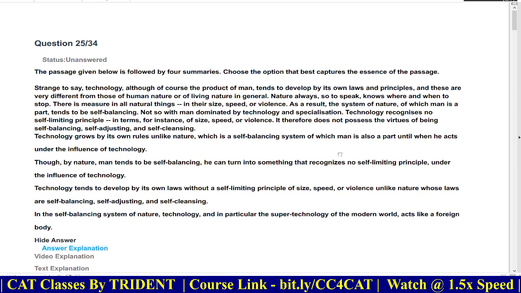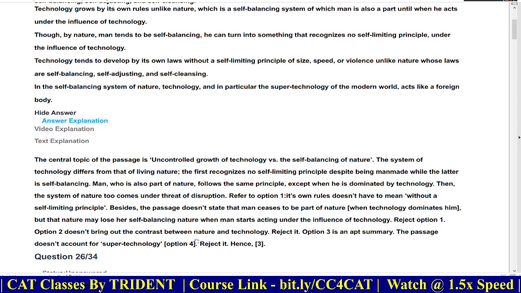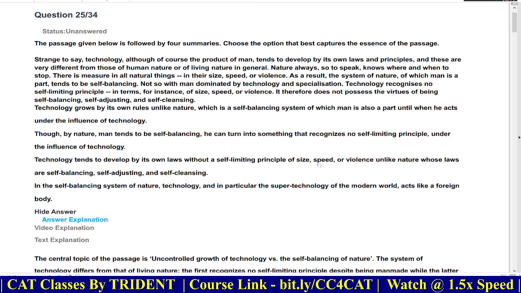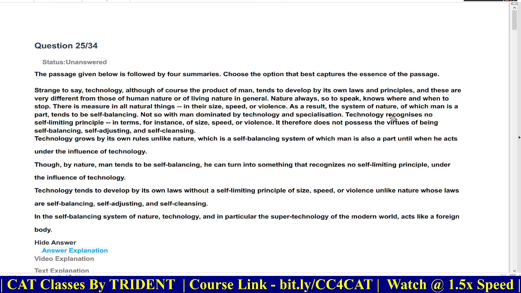Okay. Now the explanation, I will not look at the explanation. If you want, you can take a screenshot and read the explanation. I think my explanation was more or less in tandem with what they have said.